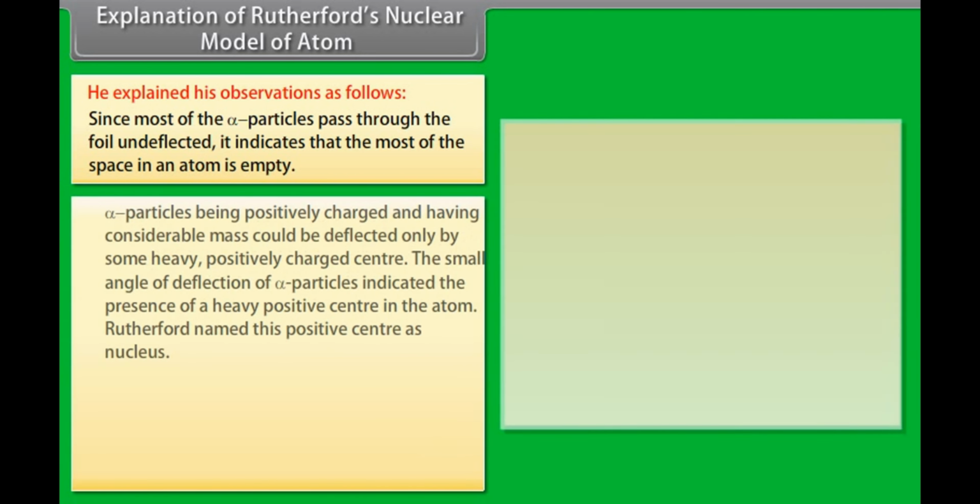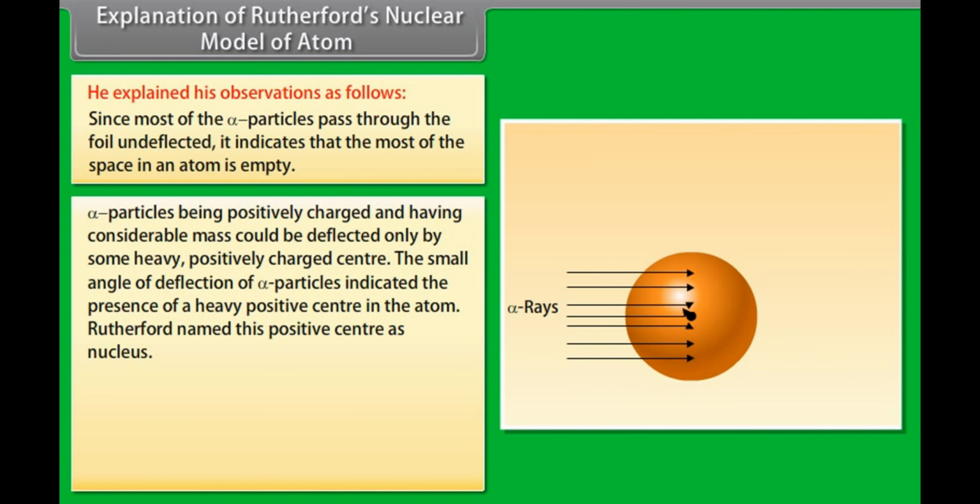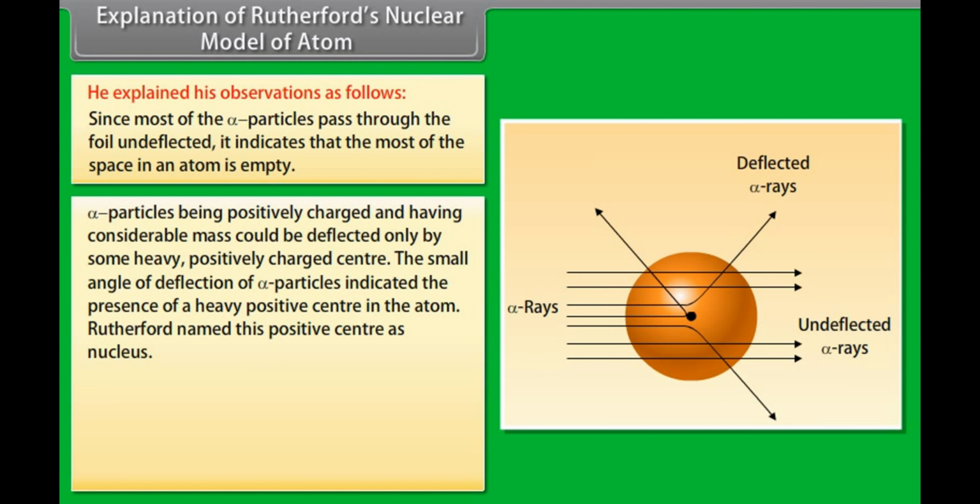Number 2. Alpha particles, being positively charged and having considerable mass, could be deflected only by some heavy positively charged center. The small angle of deflection of alpha particles indicated the presence of a heavy positive center in the atom. Rutherford named this positive center as nucleus.